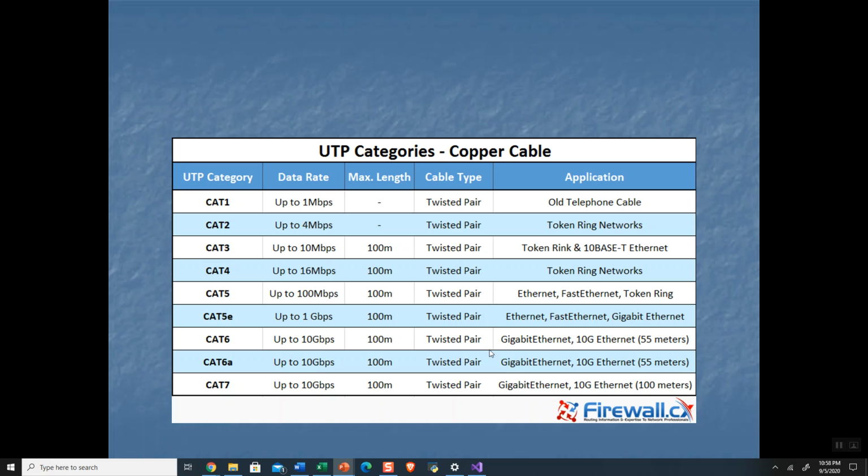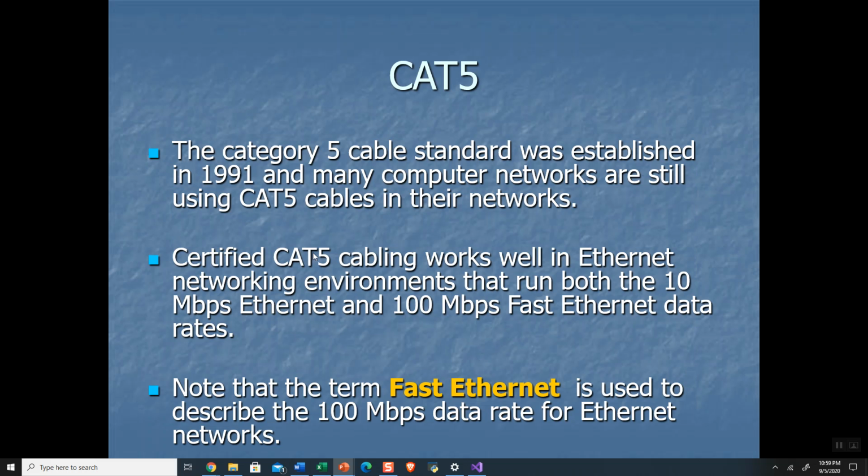This one tells you the UTP categories from 1 to 7, the speeds at which they are rated, and the distance. Remember I told you that you can't go over 100 meters because you lose the signal. And this shows the cable types, the pairs, and their applications. So go over this. This is pretty interesting.